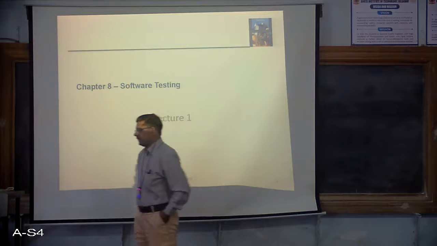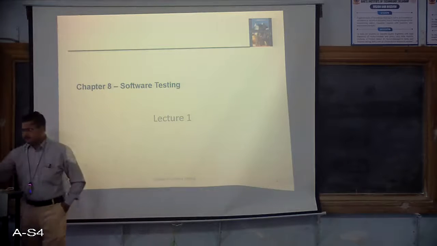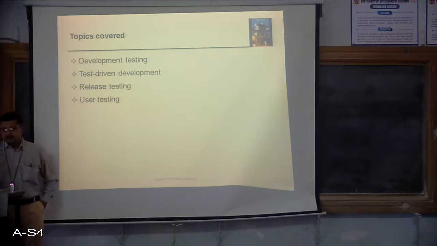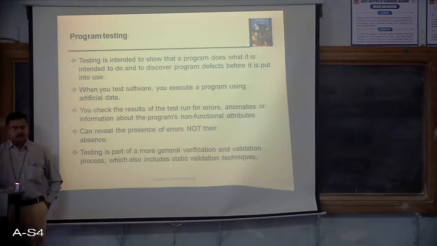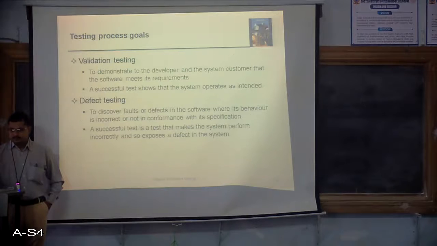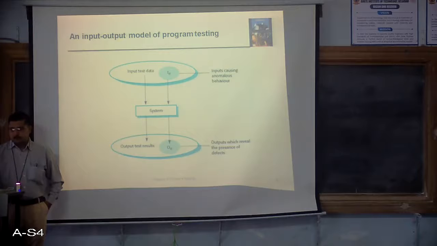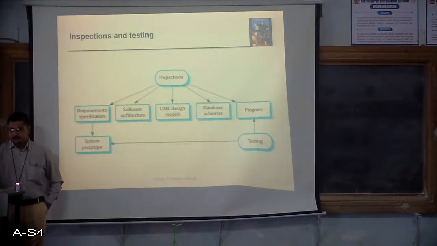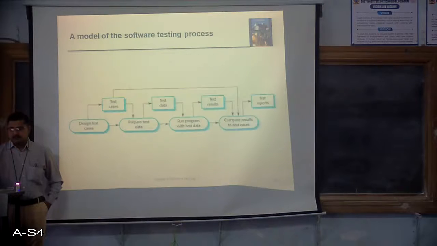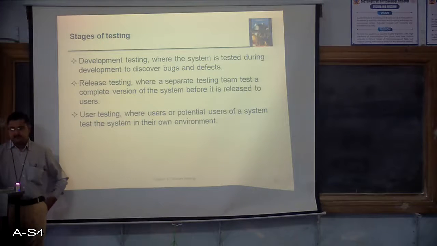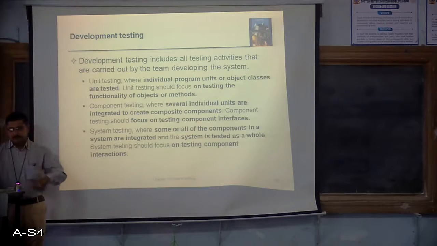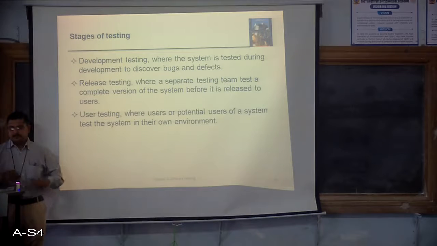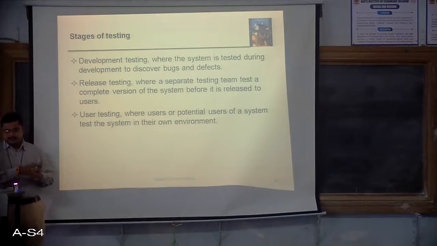So we have studied several types of testing, and in the previous class we covered program testing and testing process goals, and the input-output model is covered, verification versus validation is over. All these topics we already covered in the last class: stages of testing and development testing. There are mainly three types in the stages of testing. One is development testing, which we covered in the last class.